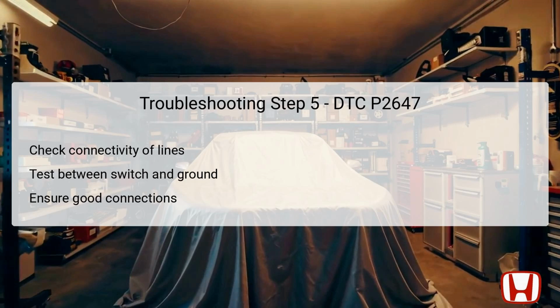In the final troubleshooting step, you will check the connectivity of the VTNB1 LG line between the rocker arm oil pressure switch A and the ground to ensure that there are no interruptions in the wiring. This step is crucial in confirming that the circuit is complete and that the switch can communicate effectively with the PCM. You will check for continuity between the rocker arm oil pressure switch A's 2-pin connector and body ground, verifying that the electrical path is intact without breaks or shorts.